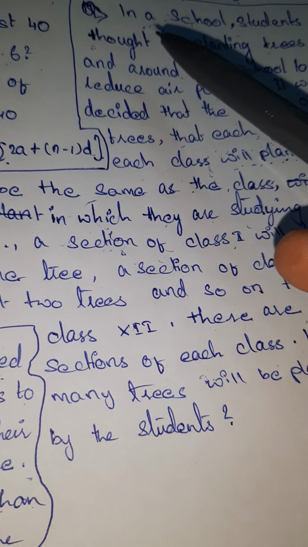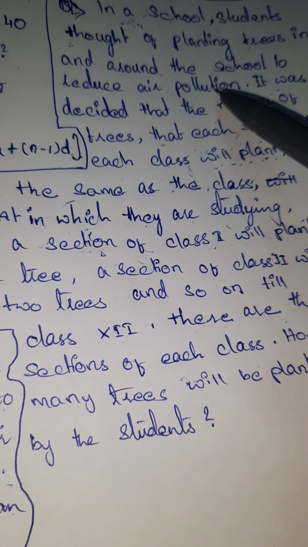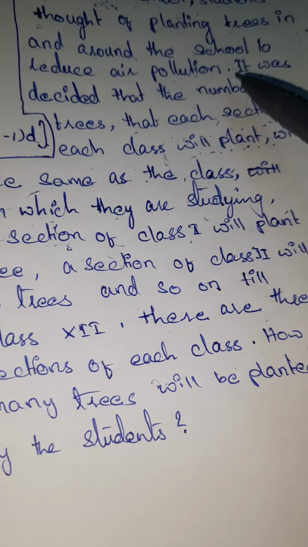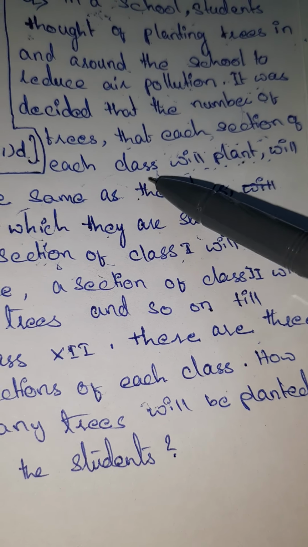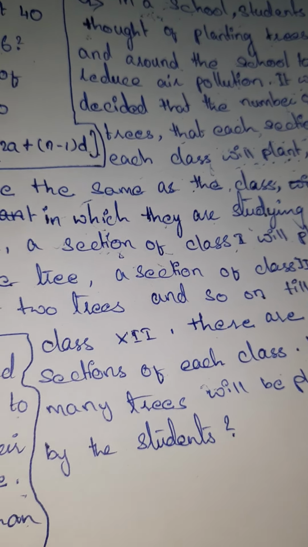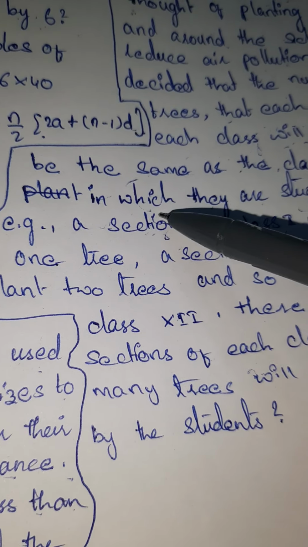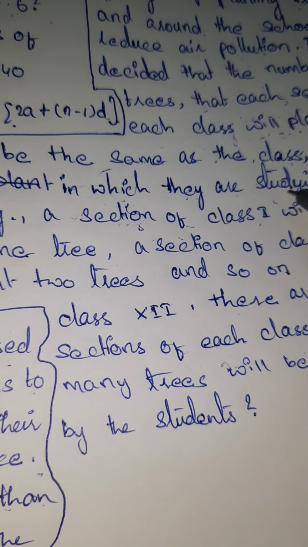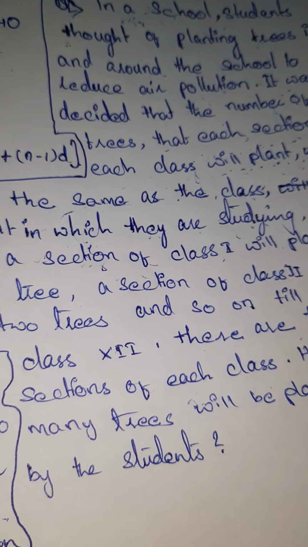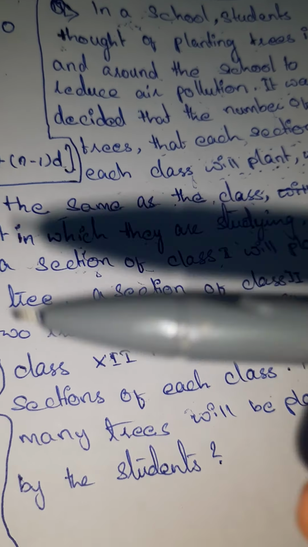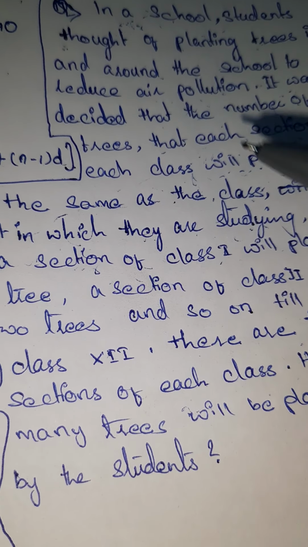In a school, students thought of planting trees in and around the school to reduce air pollution. It was decided that the number of trees that each section of each class will plant will be the same as the class in which they are studying. So, up to here, to reduce air pollution, students in a school started to plant trees in the school and around the school.